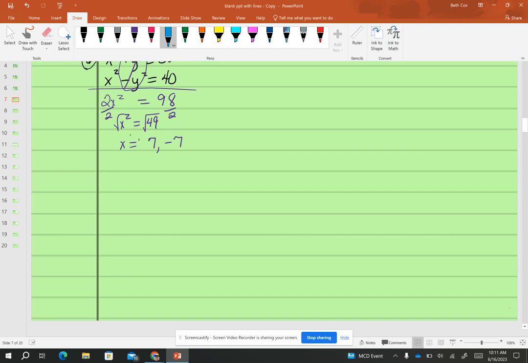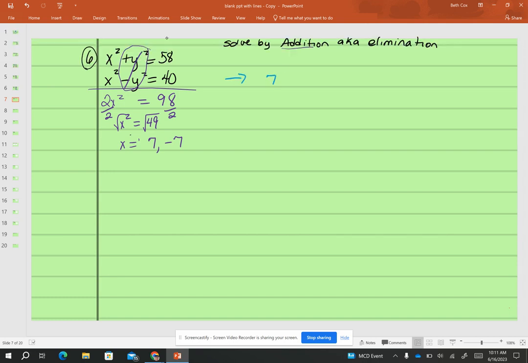When x is 7, I'll plug them into here. I have 7 squared minus y squared equals 40. So that will give me 49 minus y squared equals 40. I'm going to subtract 49 on both sides. And that will give me negative 9. I'm going to divide both sides by negative 1. I get y squared is equal to 9. I'm going to take the square root of both sides. I get y is equal to positive and negative 3, or 3 and negative 3.